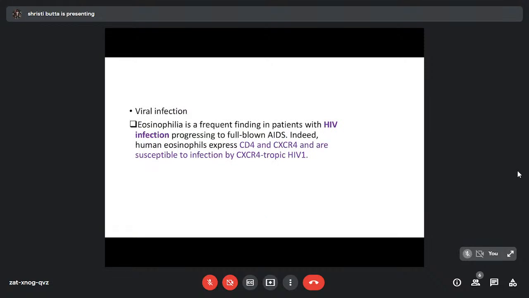Now, coming to the viral infections, eosinophilia is a frequent finding in patients with HIV infection as well, progressing to full-blown AIDS. That is very important because human eosinophils express CD4 as well as CXCR4 and are susceptible to infection by CXCR4-tropic strains.